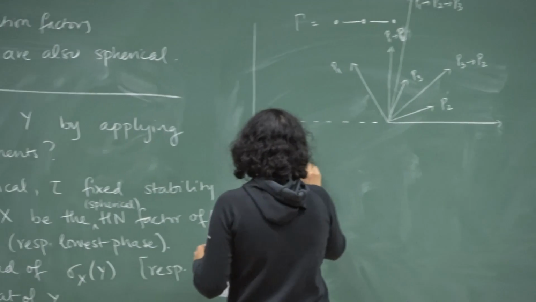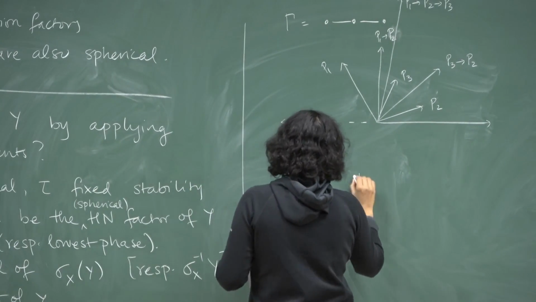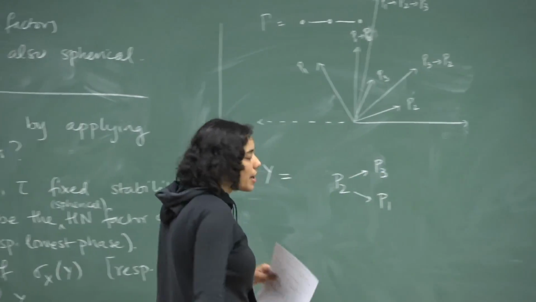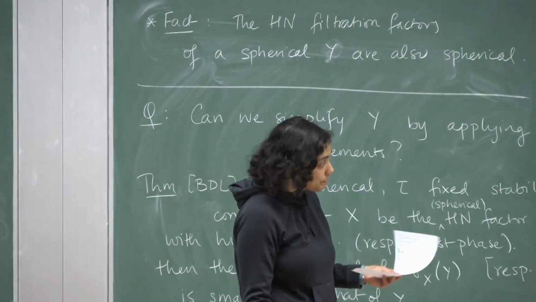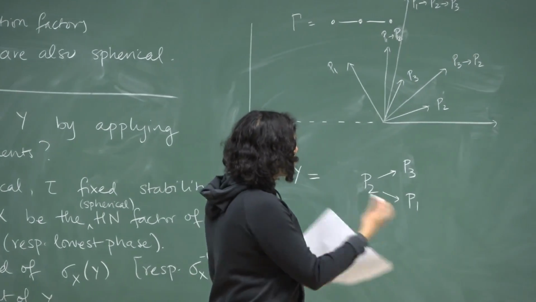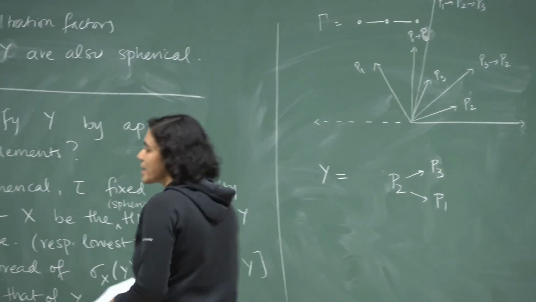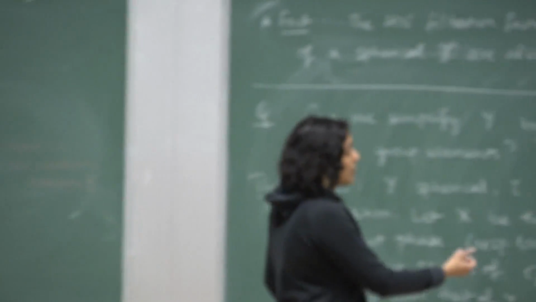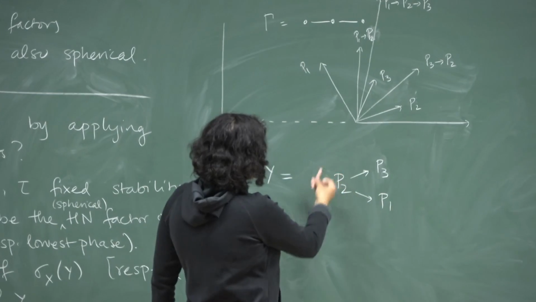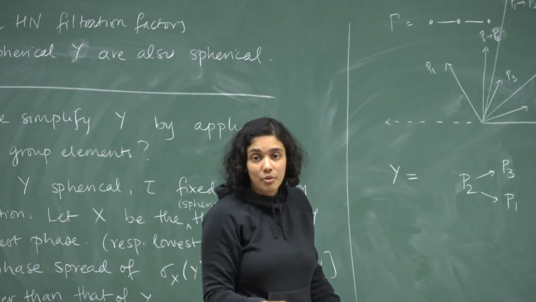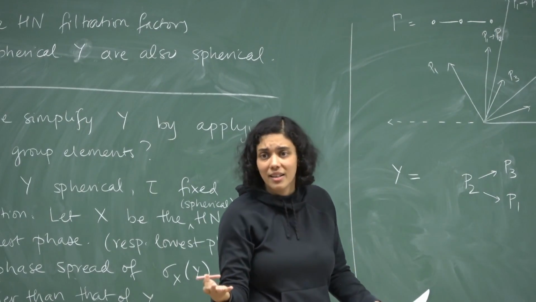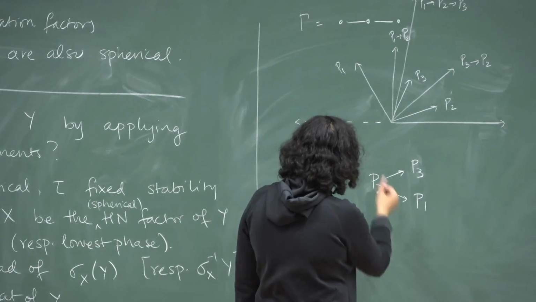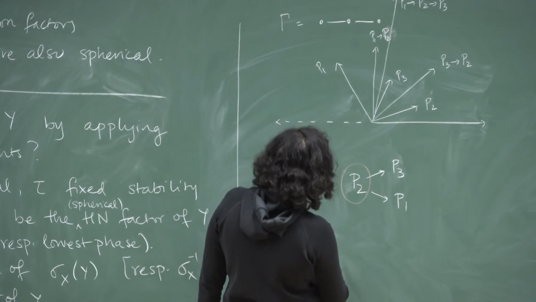Now, let me take as my object Y the object P2 to P3 to P1. So this is some other extension between P1, P2, and P3. If you want to figure out its HN filtration, how do you do it? You try to break it up into pieces, where each piece has to be one of these stables, and you do it in such a way that the order is correct. There's a unique way to do it, so eventually you'll find it, and you can be more systematic if you like, but the HN filtration pieces in this case are P2, P3, and P1.